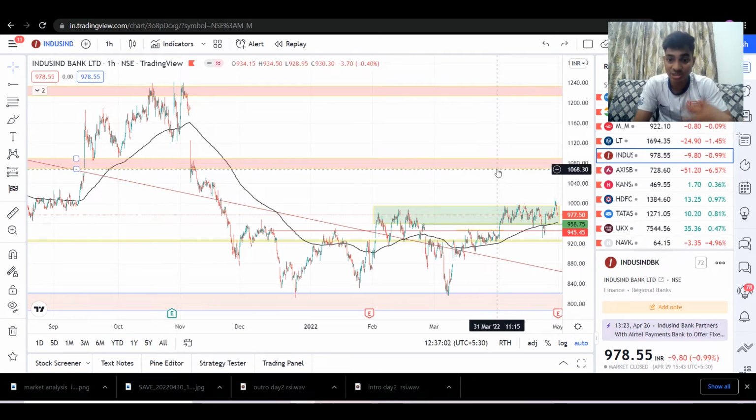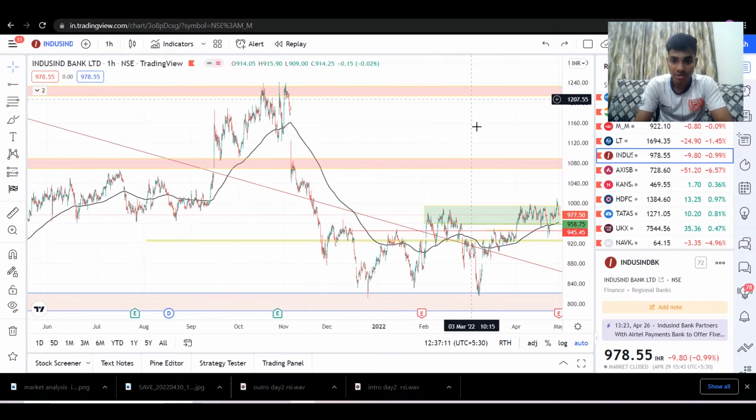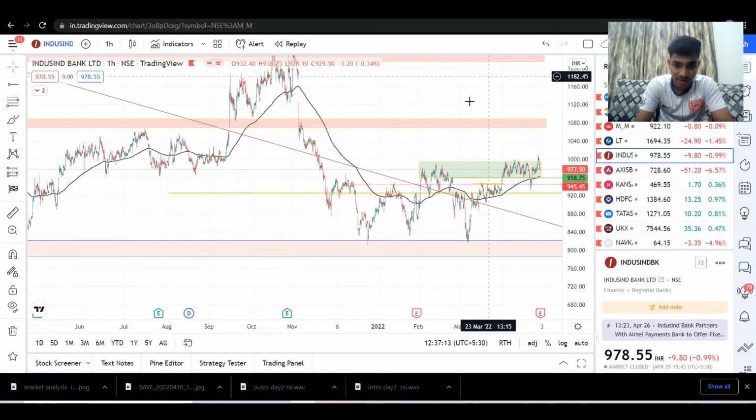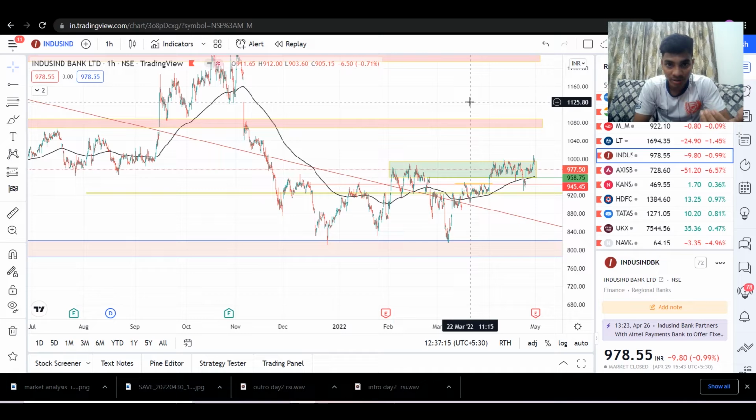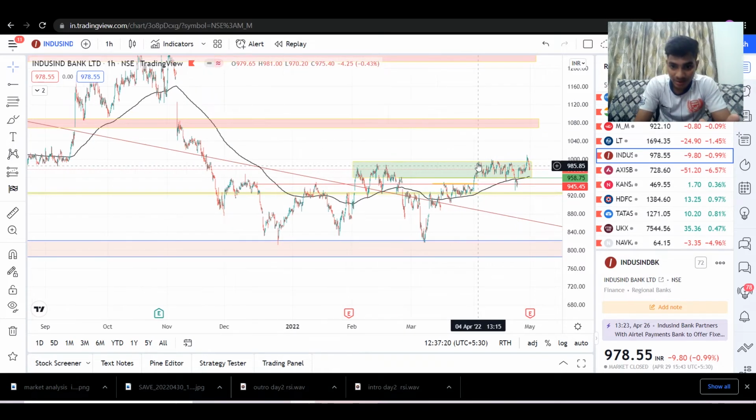You can go for a swing trade. It's not an intraday. You can go for a swing trade target of 1068, and for a short term you can go for 1213. So simple analysis in IndusInd Bank. If you're going short, then go for intraday. If you're going long, then go for swing trade. So that's about IndusInd Bank.